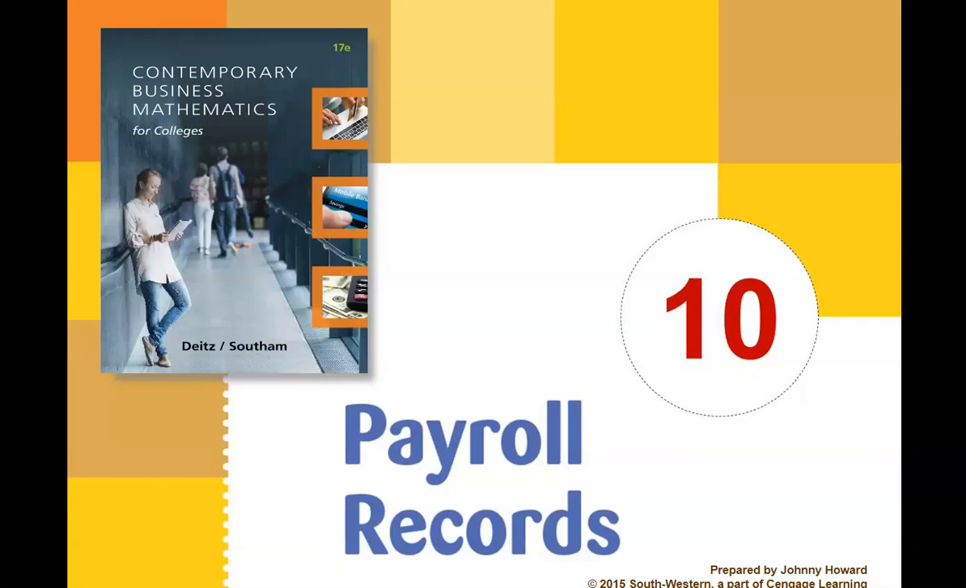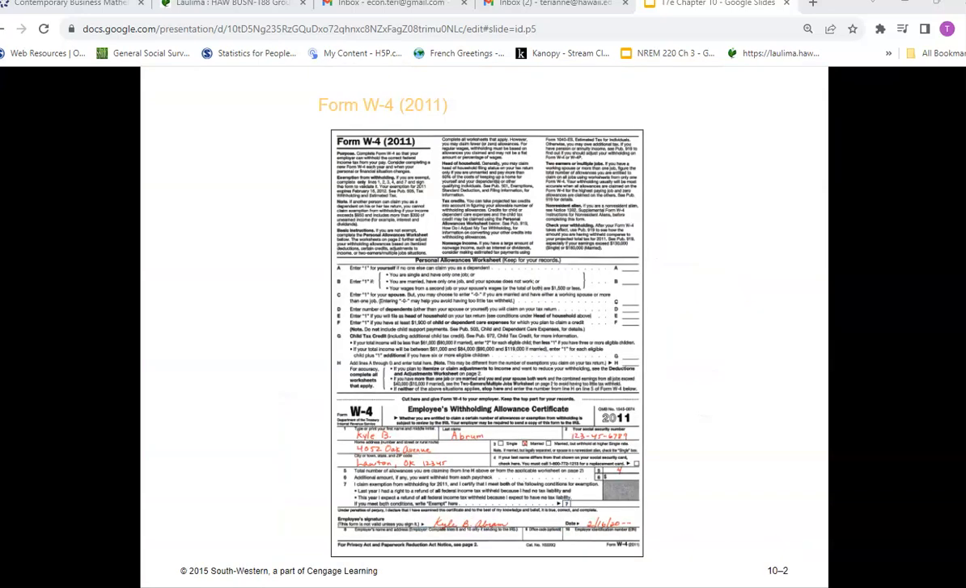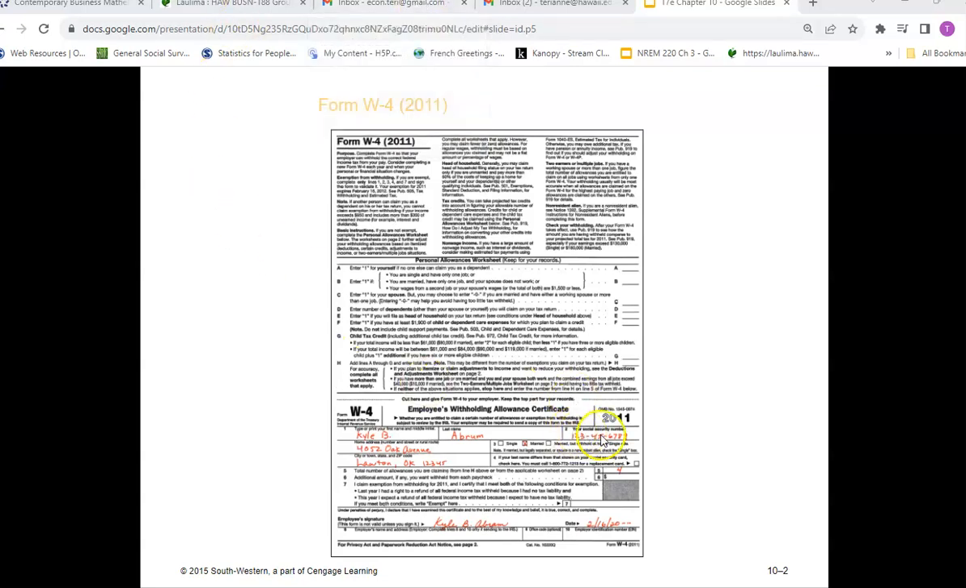This week focuses on Chapter 10, which is payroll records. The first thing that I want to show you is what's called a W-4. I'm sorry that the image is a little bit blurry, but you can see it in better detail in the e-text. Basically, when hiring new employees, employers need to verify the employee's eligibility to work in the U.S. They need the employee's social security number, their full name, address, their marital status, how many exemptions or allowances they're claiming, and anything else.